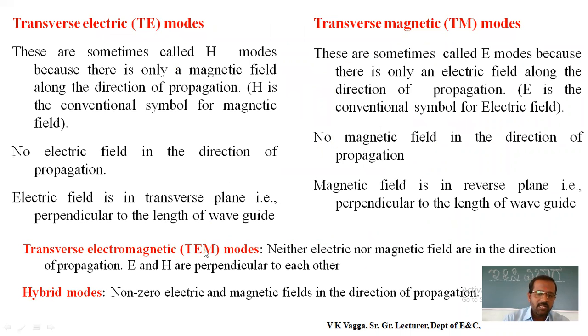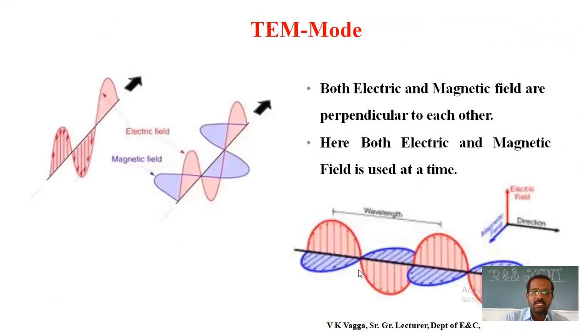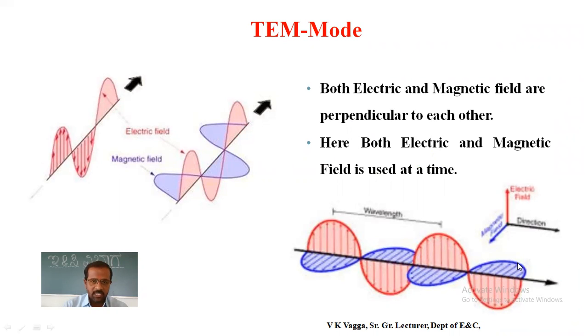And after that, if you take the TEM mode, neither the electric nor the magnetic field is in the direction of the propagation. That means the electric field and the magnetic field are perpendicular to each other. If you take the representation of the TEM mode, you can observe here that the electric field, indicated with the red color, is exactly perpendicular to the magnetic field, which is indicated with the blue color.